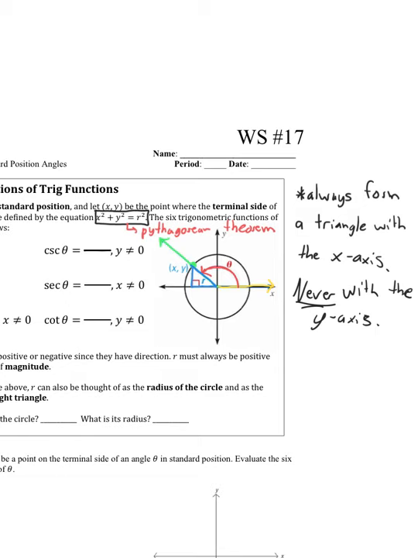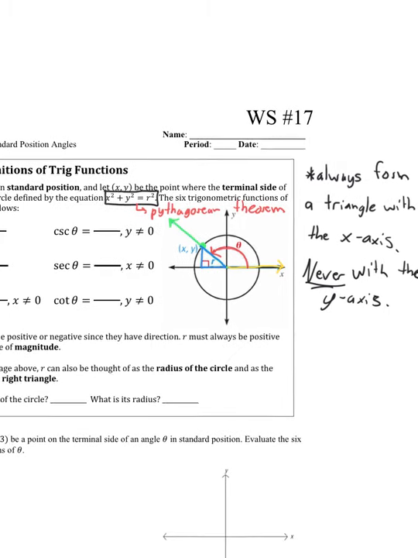So never with the y-axis. That's important because some people say, oh, I could draw a triangle back to the axis this way. But you don't want to do that. So don't ever form one with the y-axis. Always with the x-axis. And when we're forming that triangle, technically we're using these coordinates like, hey, here's an x value, and here's a y value.